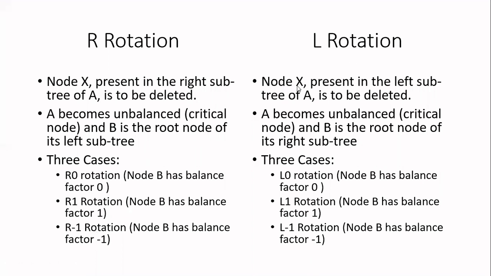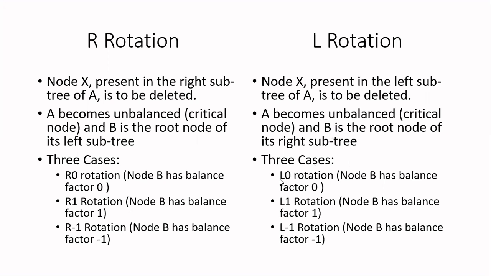Here I am going to delete a node X, and the node is present in the left subtree of node A. Because of the deletion of this X, node A becomes unbalanced and it has become the critical node. Now, since I am deleting from the left subtree of A, I have to focus on the right subtree of A. Now, in the right subtree of A, let B be the root node. Now, with respect to the balance factor of B, we will have three cases.